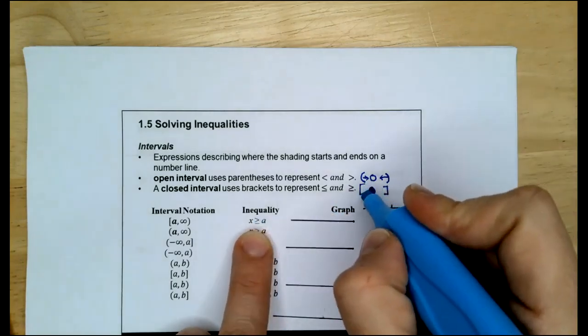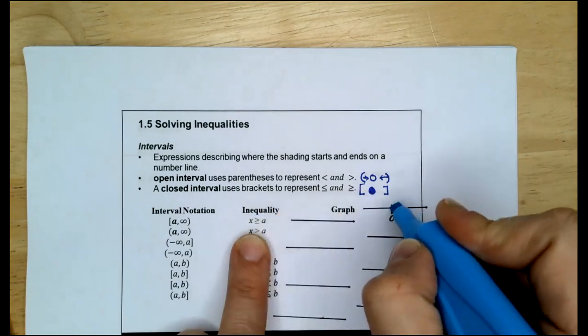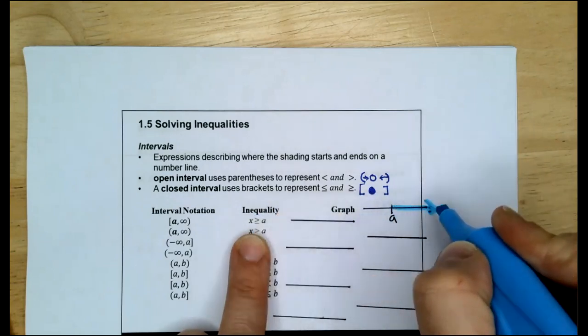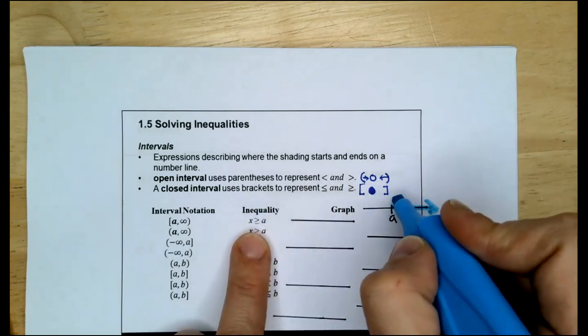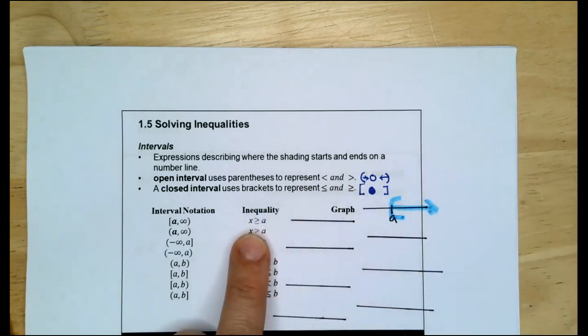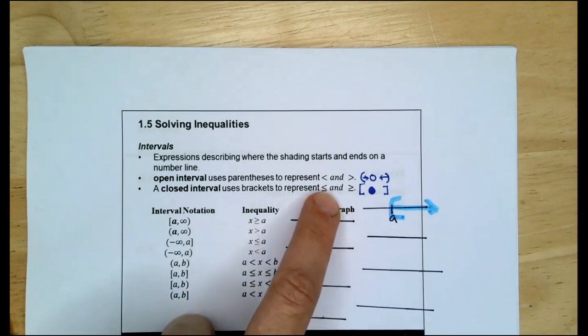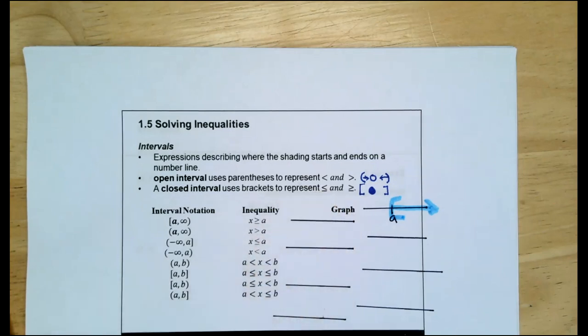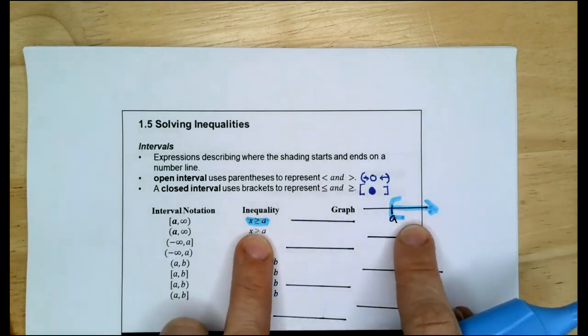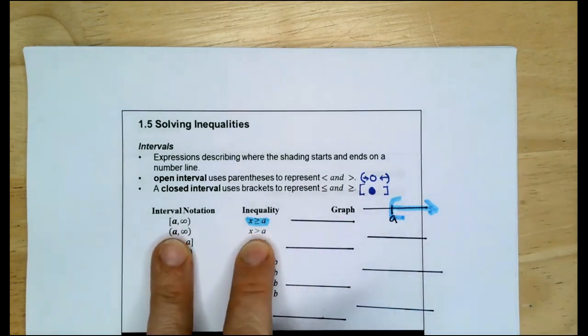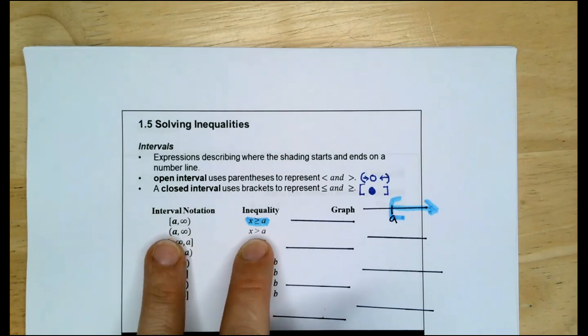The equal to means I need a bracket. Greater than means the arrow is going to go in that direction, right? The greater than symbol and the arrow should go in the same direction. And it's a bracket because it has the equal sign below it, okay? So that's how we write it as an inequality. That's how we graph the inequality. And then the interval notation follows the graph, okay?